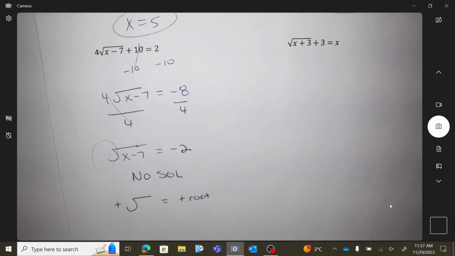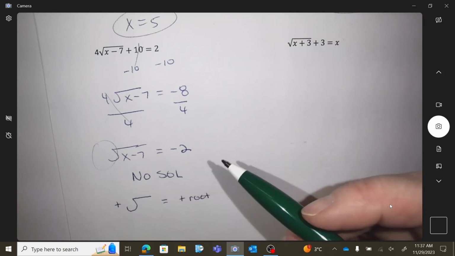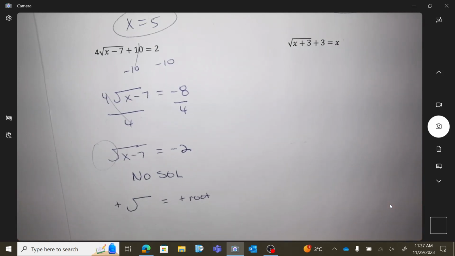I always get people who forget that, and then they carry forward and they solve, which if you kept going, yeah, you could get a number, but then once you check that number, it wouldn't work. Okay? So that's why it's also just important to make sure you're checking.